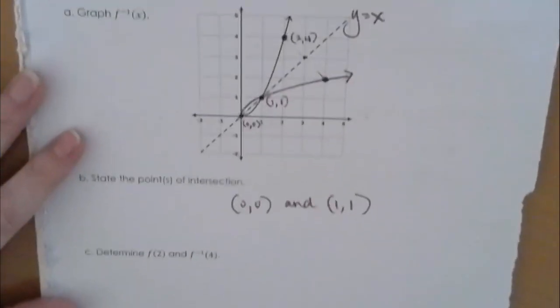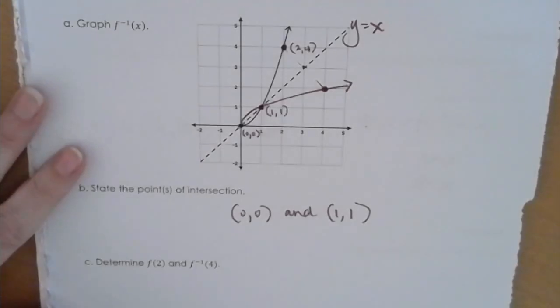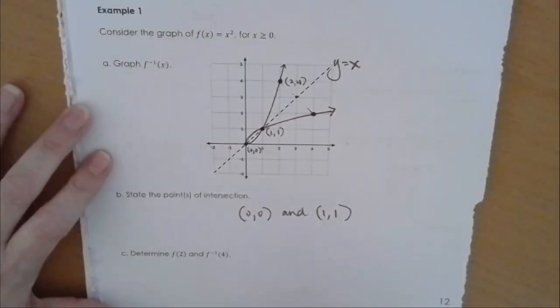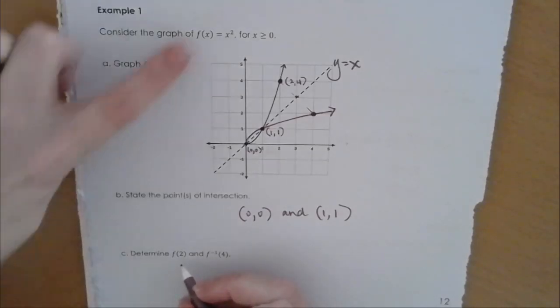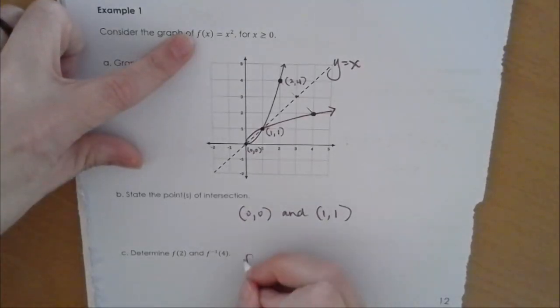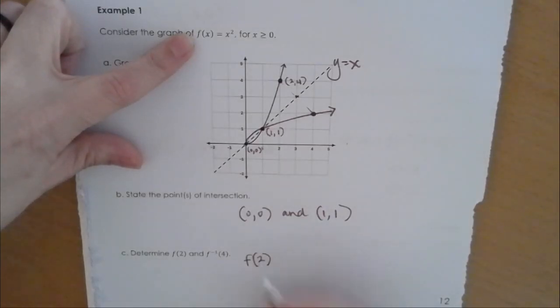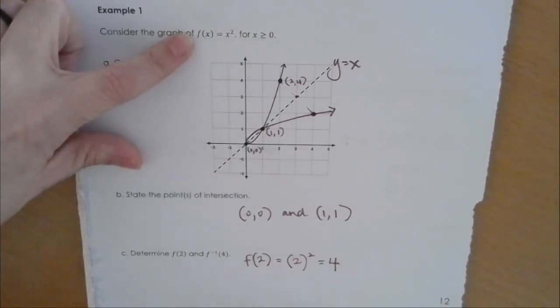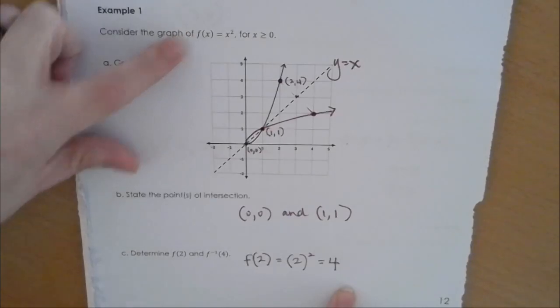Determine f of 2 and the inverse of f at 4. Well, f of 2 is pretty easy to find because I just have an equation. So if I want to find f of 2, this used to say f of x. So x is 2. So I just have to replace x with 2, and 2 squared is 4. So f of 2 is 4.